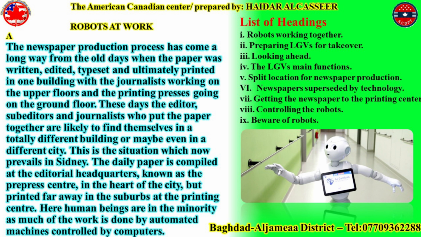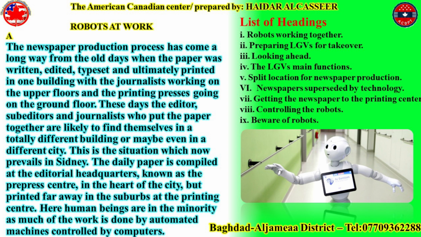Let's go back to the sentence. The newspaper production process. Here, this sentence talks about the newspaper production process, and also how it has changed over time. Now, let's come to the list of headings and we find which heading matches with this one. Could it be robots at work? Robots working together? I can see nothing here about robots. So, I just take this one out of my choices.